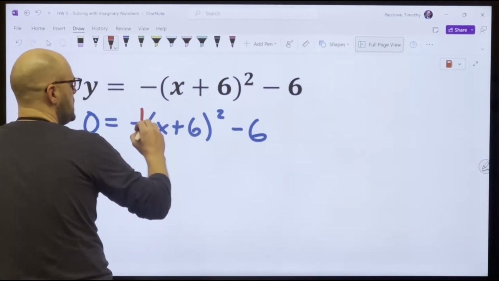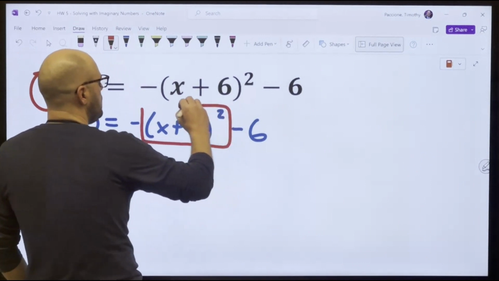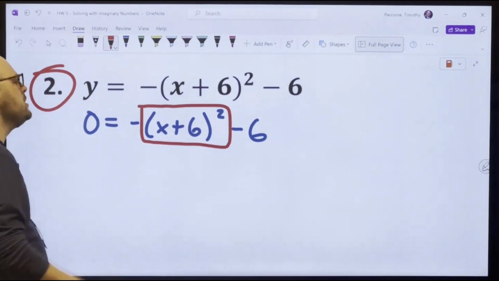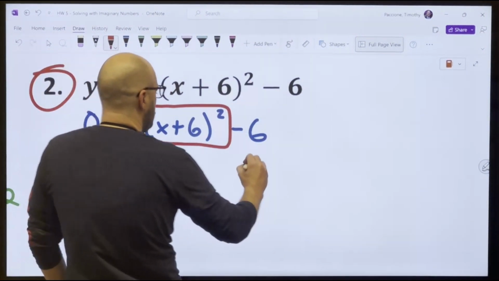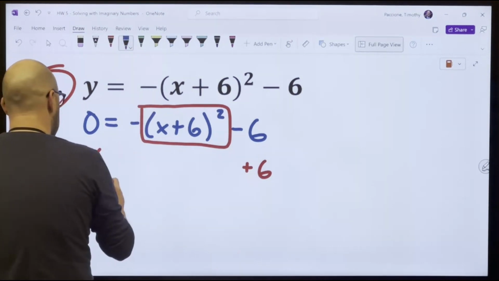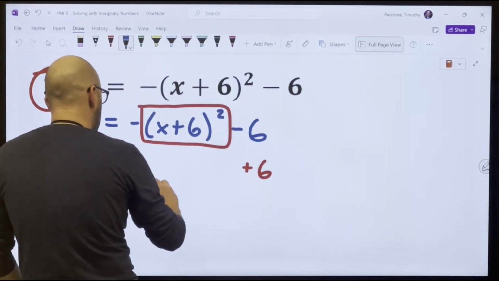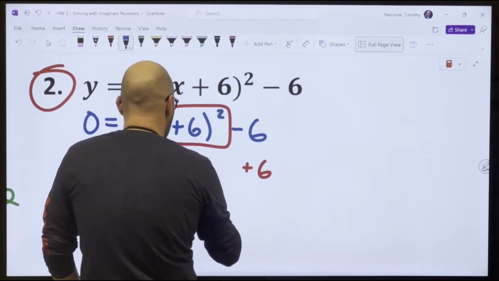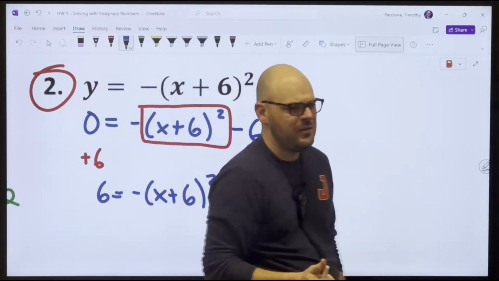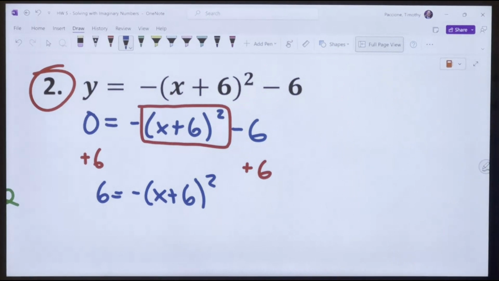In this case, this is the square, right? It's not x squared, it's x plus 6 squared, but it's still the square. So I'm going to get it by itself. So I need to add 6, add 6. I get 6 equals negative x plus 6 squared. Now, it kind of looks like it's by itself, but it's not. There's something extra there that we still don't want. What is it? The negative, right?